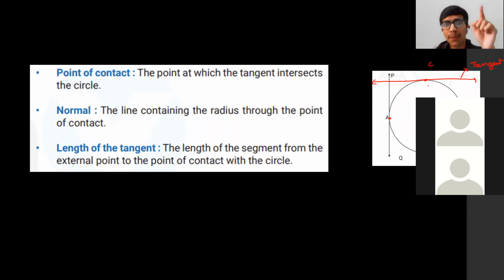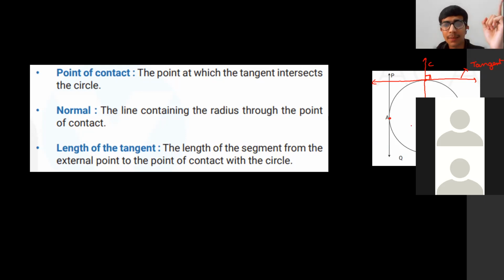So a line which is perpendicular to the tangent and passing through the point of contact is known as the normal. So this particular line is the normal. This line is perpendicular to the tangent. It is passing through the point of contact. And since this is a circle, this normal always passes through the center of the circle.